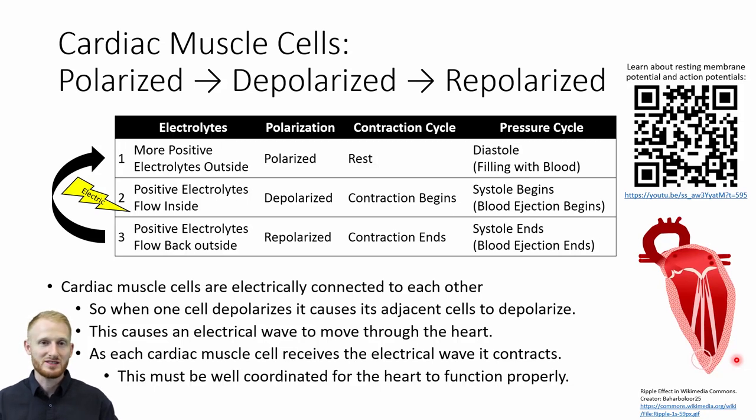And when each of these cells gets that wave of electrical impulse, it's going to then cause it to contract, and it's required that the heart functions in a very coordinated way in order for this to work and for the heart to pump blood as it needs to.